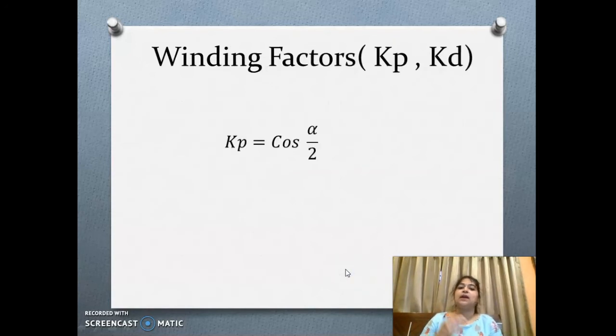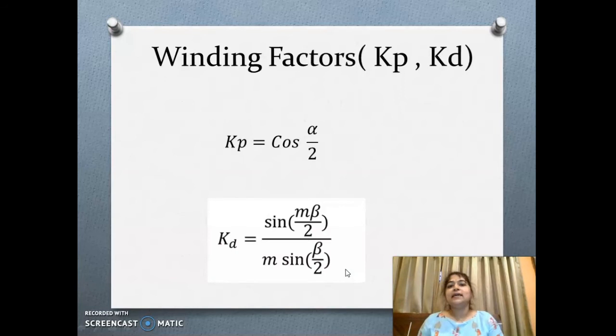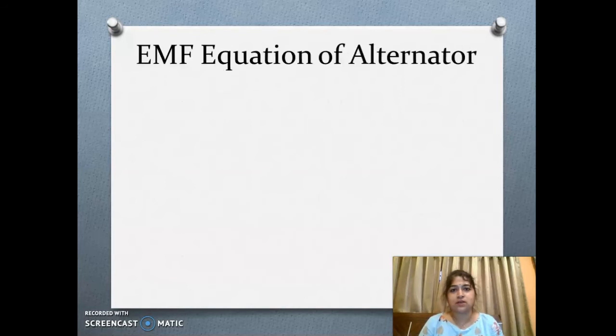KP is given by cos alpha by 2, where alpha is the angle by which the coil is shorted. KD is given by sine m beta by 2 upon m sine beta by 2, where m is slots per pole per phase and beta is the angle between two adjacent slots. Now after this, let's consider the EMF equation to get how much EMF is induced in the conductors.